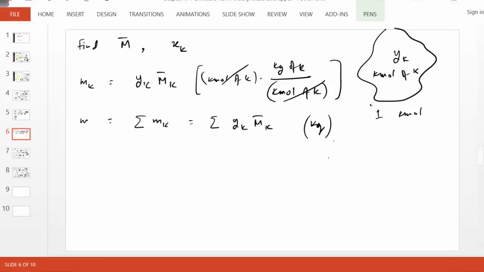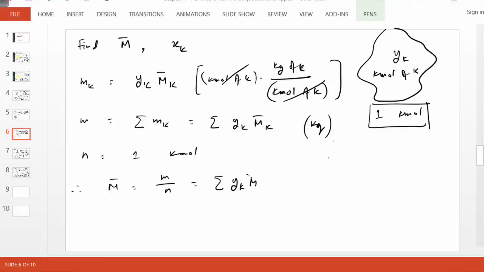So now that we know the mass of 1 kilomole of the mixture, how much is our n? It is 1 kilomole. So therefore the molar mass must be m over n, which is simply the summation of yk m bar k divided by 1, which is so many kg per kilomole. So we have a very simple way to find the molar mass of a mixture: it is simply the mole fraction weighted molar masses of the components.